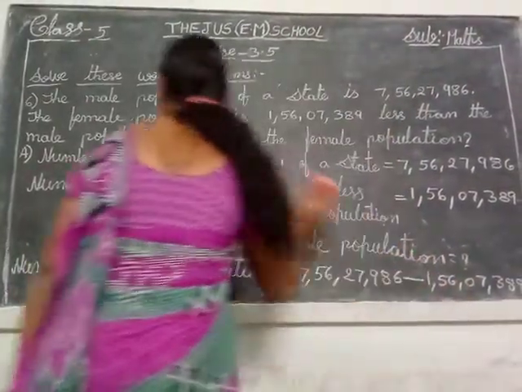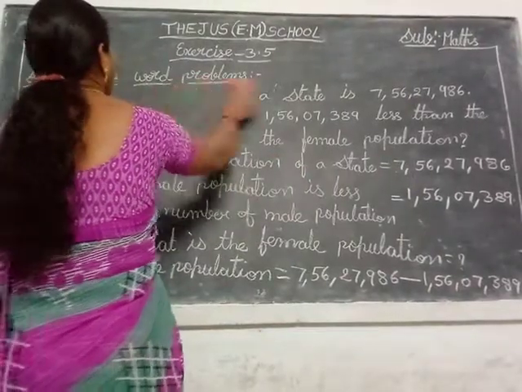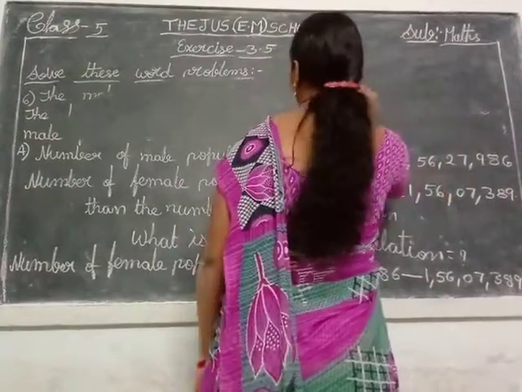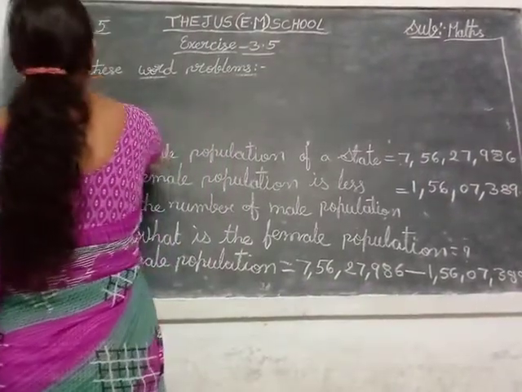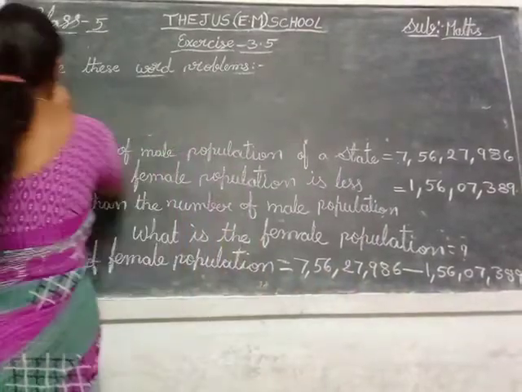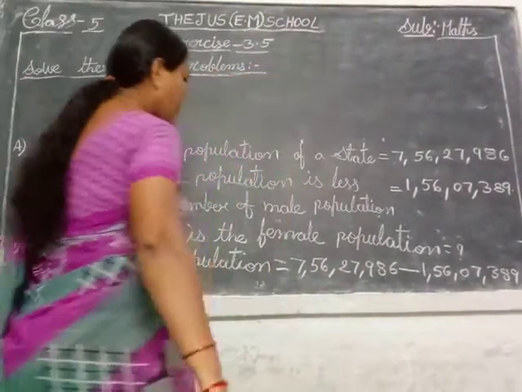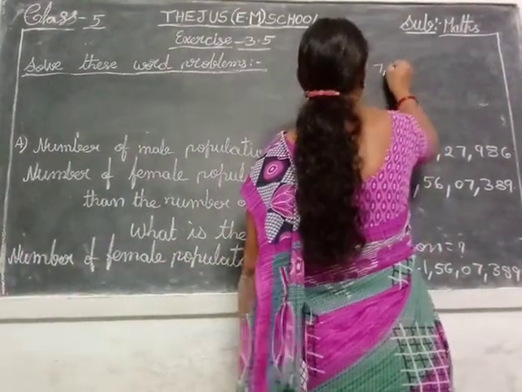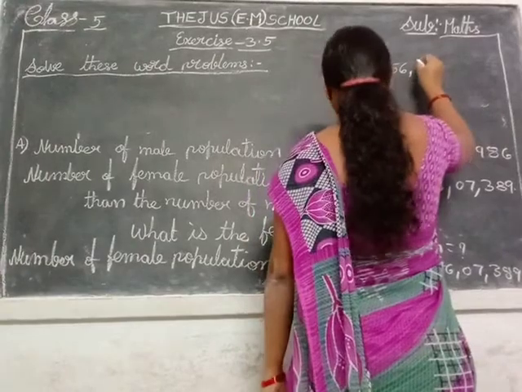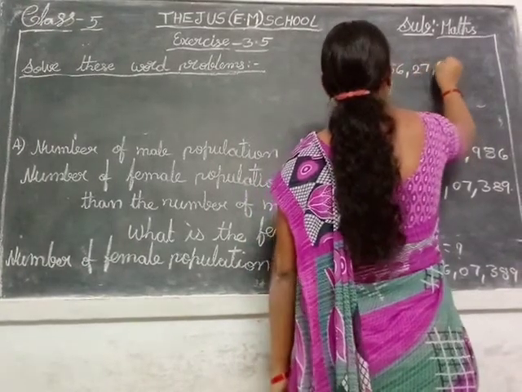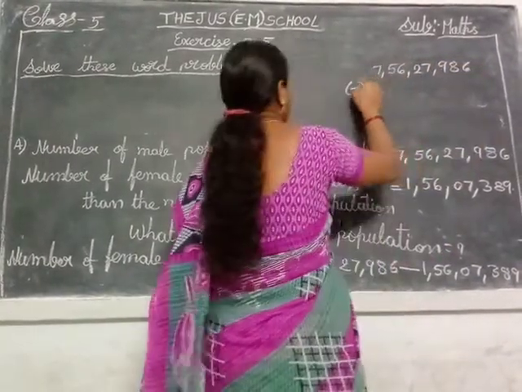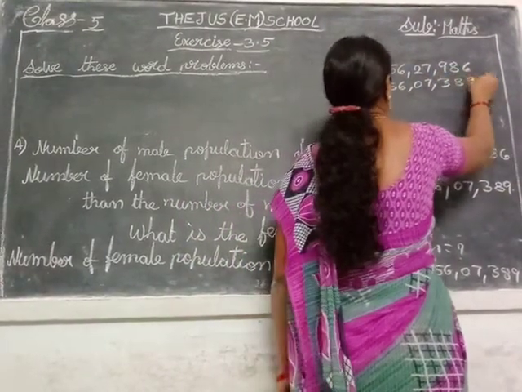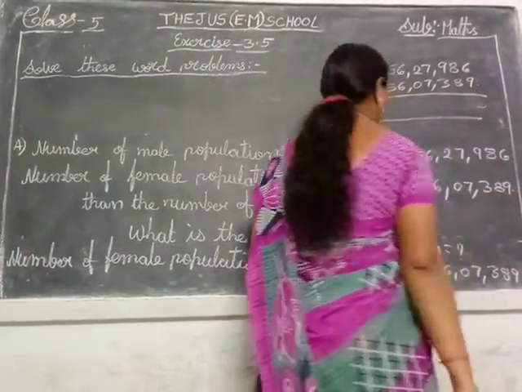I erase the question. So you do the subtraction in your notebooks, on the right hand side, the rough place there children. You do the subtraction in that place. 7 crore 56 lakh 27,986 minus 1 crore 56 lakh 7,389. So you do the subtraction here first.